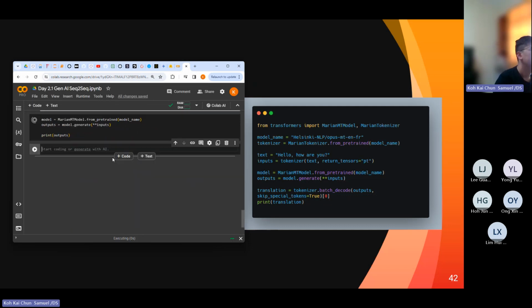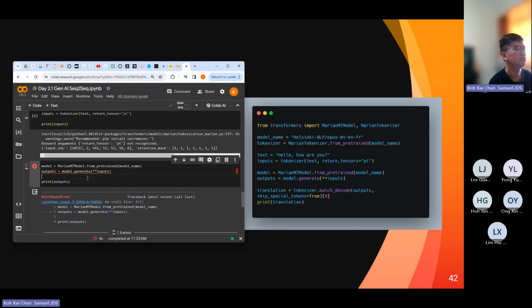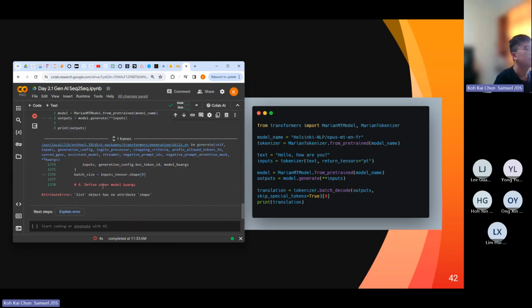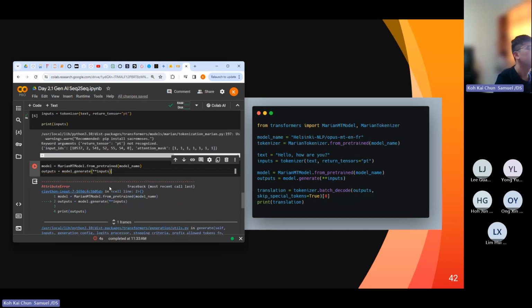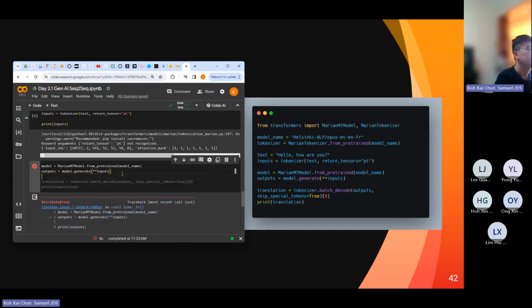If you want to print out outputs, I think it's not possible. The outputs equals model.generate(inputs). In that case, you are unable to print its outputs out because it doesn't have an attribute to help us print the outputs. But don't worry, we will just do tokenizer.batch_decode. Batch decode just decodes this whole output in a batch. skip_special_tokens equals True, and then index 0. And then lastly, you try and print this translation out.